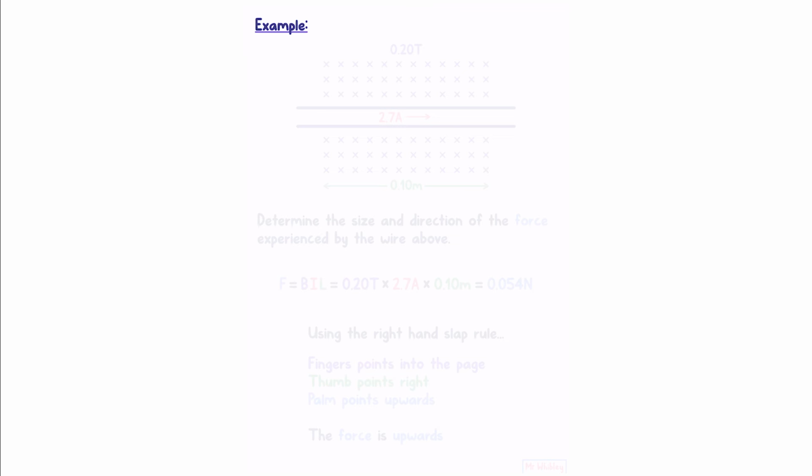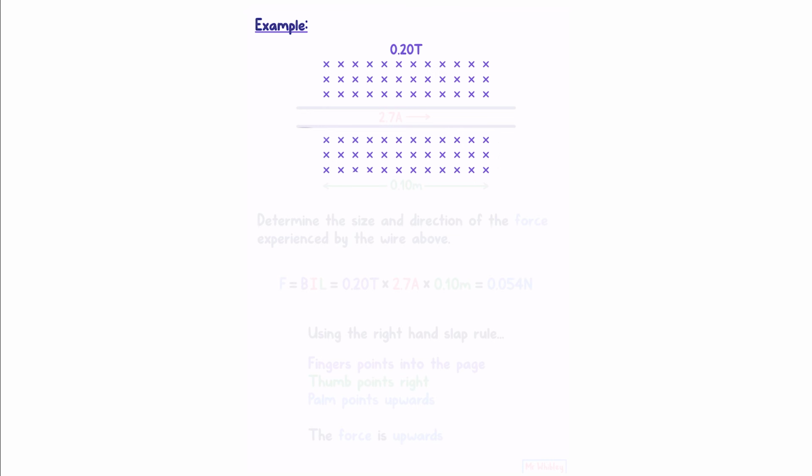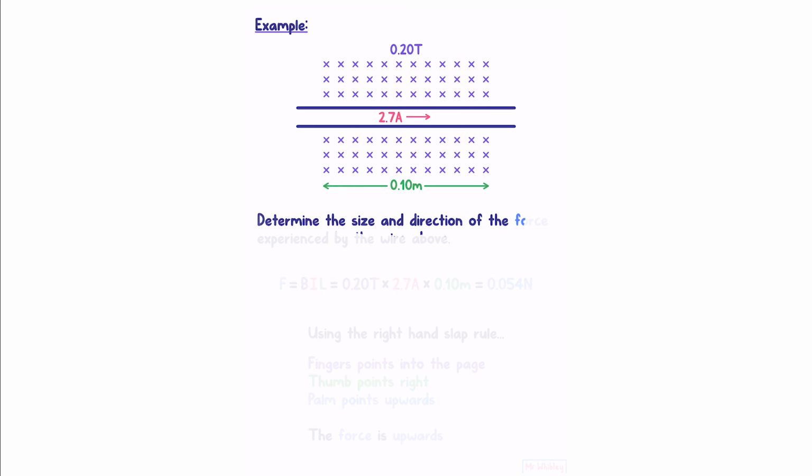Let's imagine a 0.2 Tesla magnetic field pointing into the page, a wire carrying a current of 2.7 amps, and the length of the wire in the field is 0.10 meters. Determine the size and direction of the force experienced by the wire above. We know that force is BIL. We have all of these quantities, which gives us 0.054 newtons.